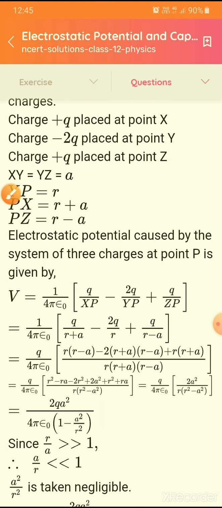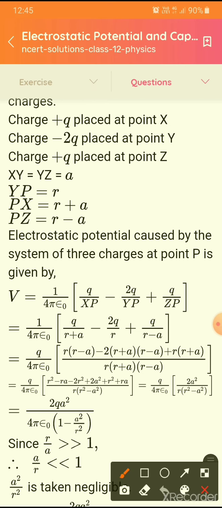So Q divided by 4 pi epsilon naught into, if you cross multiply all these values, r plus a into r minus a, so find the LCM here. The downward values are multiplied, and then the LCM gives r into r minus a, minus 2 into r plus a into r minus a, plus r into r plus a. We have taken Q outside, all the Q outside, so it is written here.